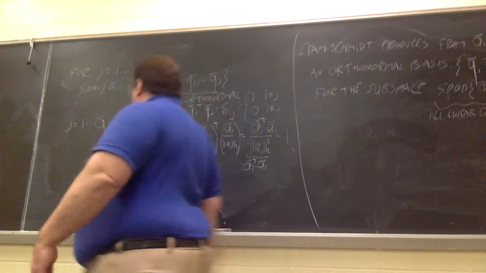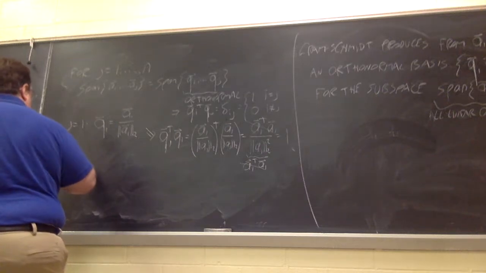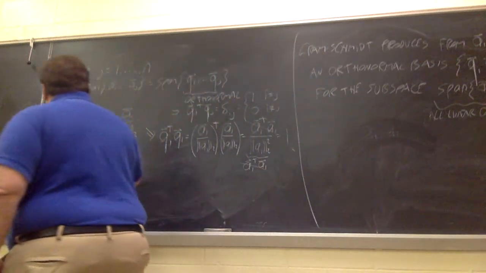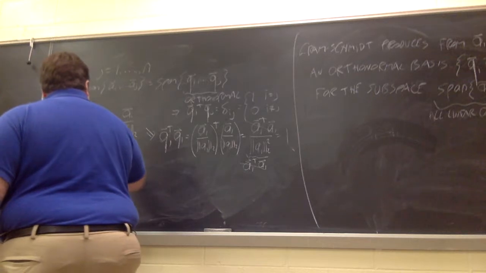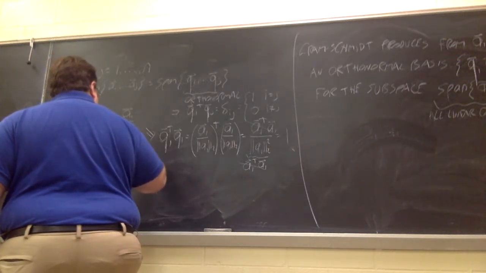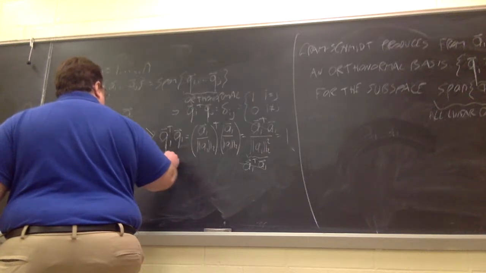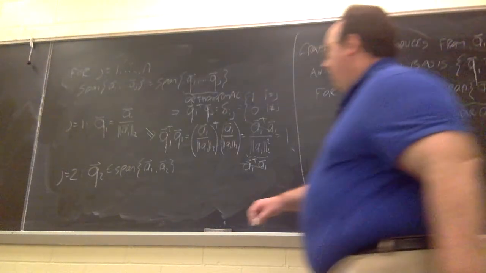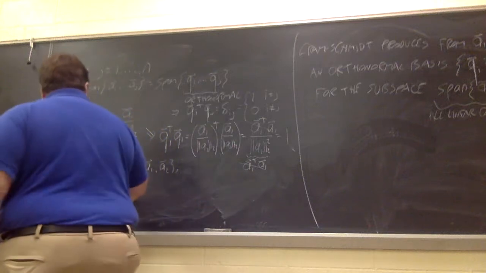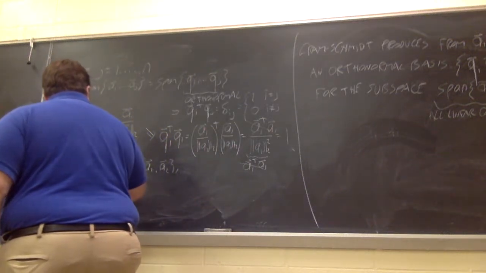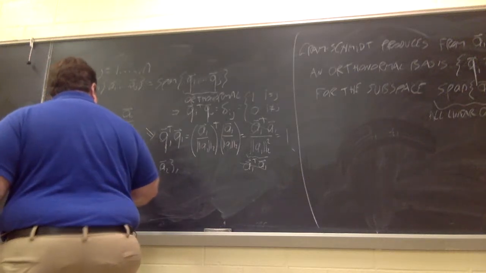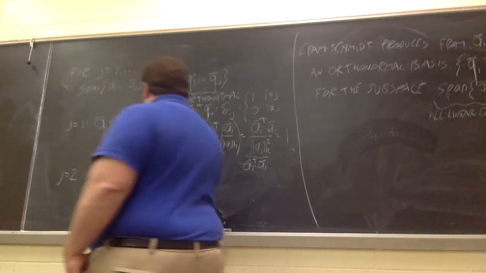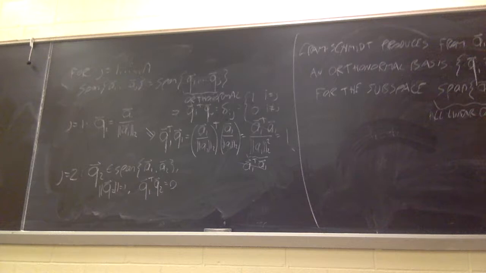Now we move to j equals 2. So we need to get q2. q2 has to be a vector that is in the span of a1 and a2. That's a linear combination of those two vectors. But it also must be a unit vector, and it must be orthogonal to q1.